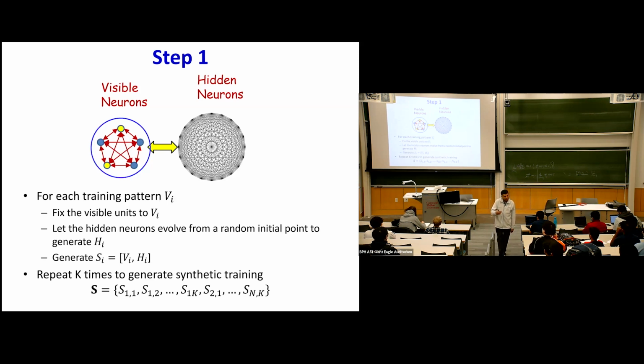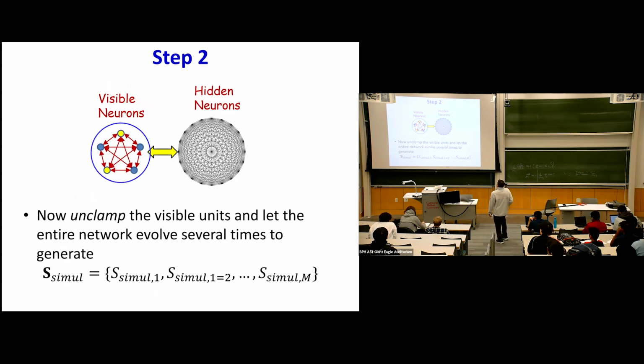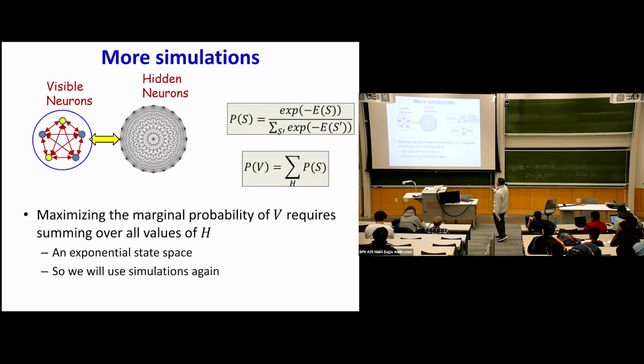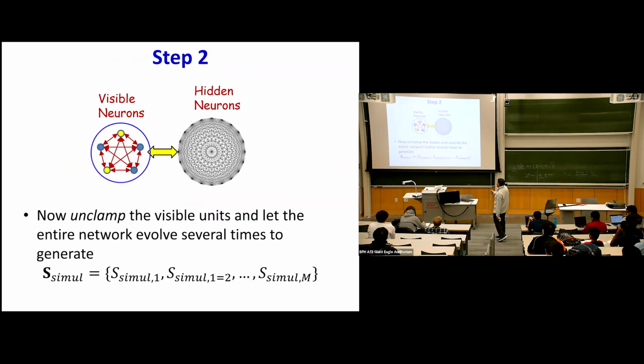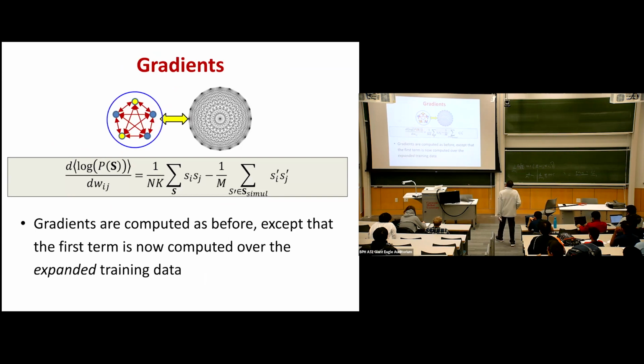So for each visible pattern, you get many different extended patterns, where for each one you fix the visible bits, let the network evolve, and then read off the hidden bits. These are the patterns you're trying to store. Then for the second term in the denominator of the gradient that we had, we wanted to let the entire network evolve. So here we let all of the net bits run freely, and after the network has evolved for a bit, you take a snapshot, and you can repeat this process many times.